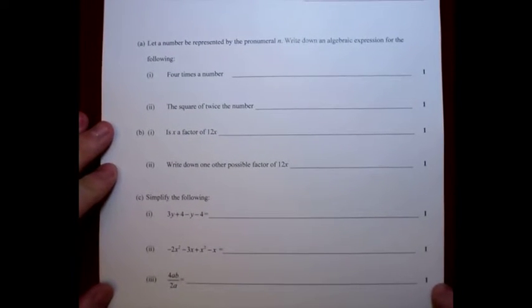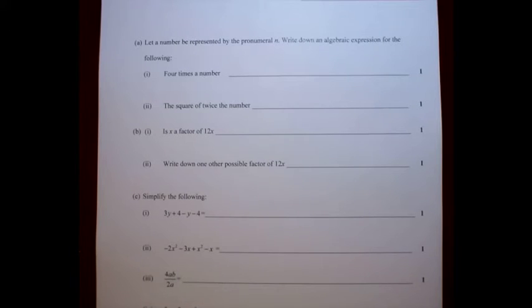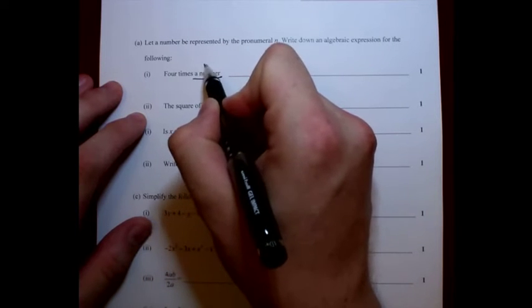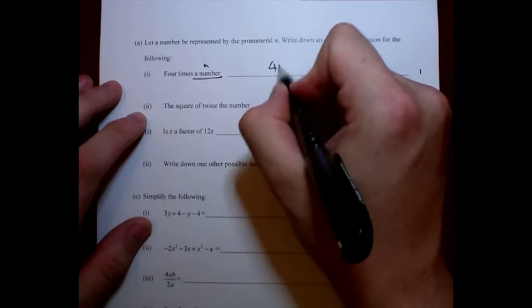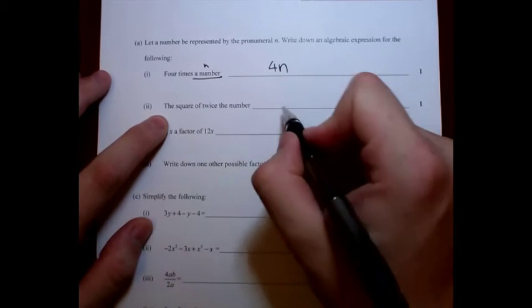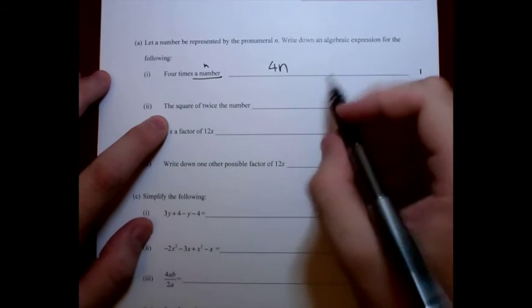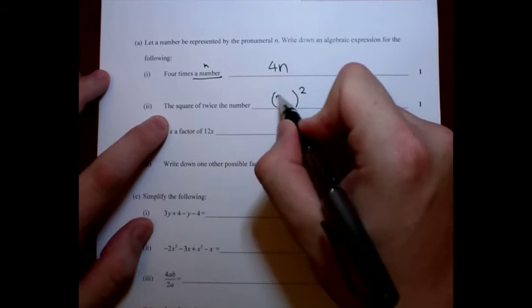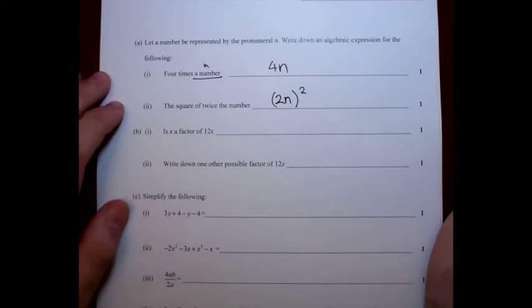That's section 2. Let's do section 3, which is algebra, my favourite. Let a number be represented by the pronumeral n. Write down the algebraic expression for the following. 4 times a number. So we're saying that our number is n. So 4 times a number is 4n. The square of twice the number. Okay, so we need the square of something. The square of what? The square of 2 times the number.